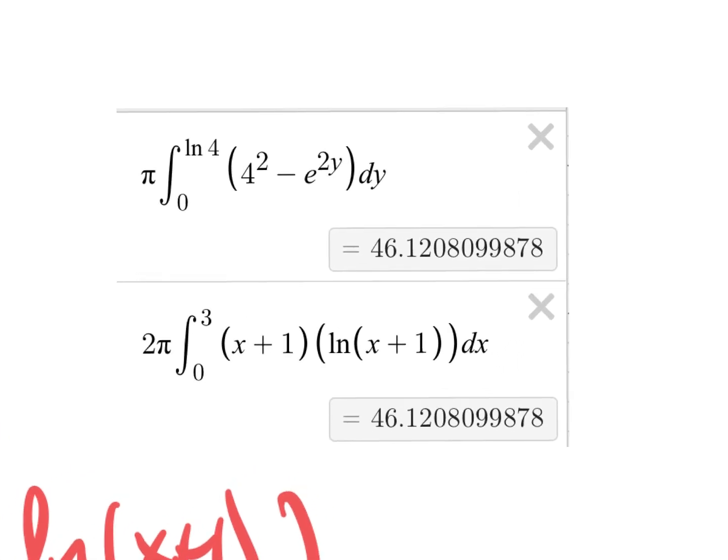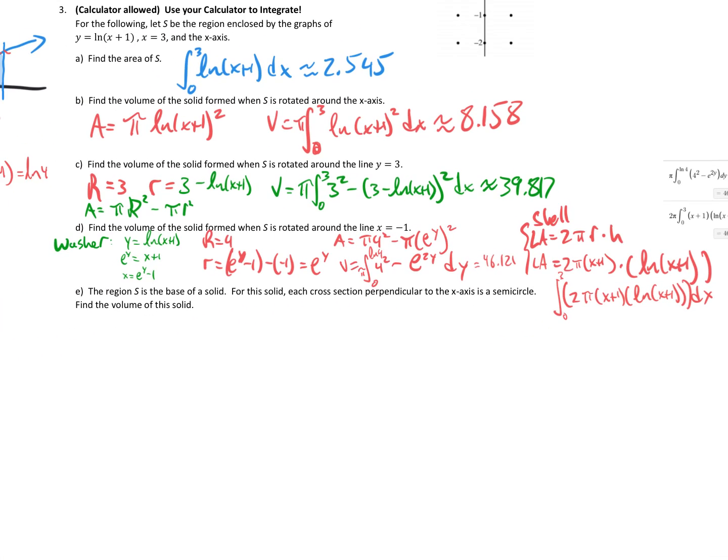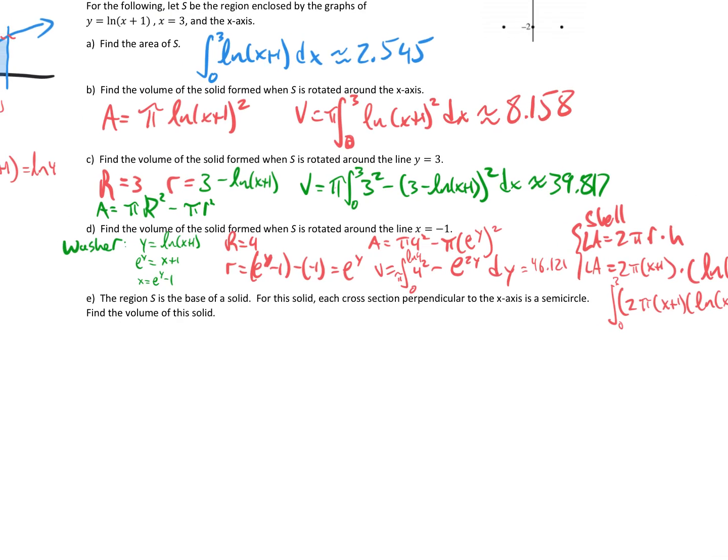So here we went through all of that for the washer method, and there's our volume. Here it is with the shell method. There's our volume, okay? So you don't have to use the shell method on that, but anytime we're revolving around a vertical axis, the shell method is really nice. Okay, moving along here.